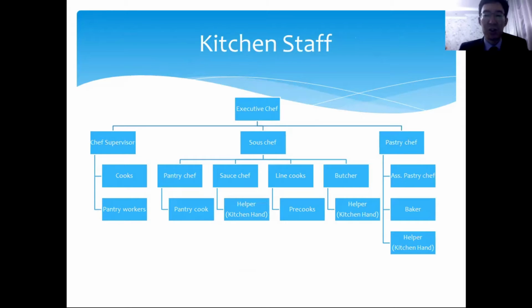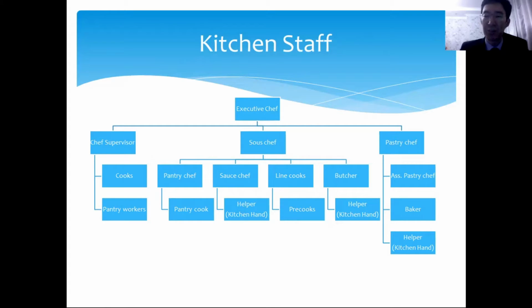Here we have the kitchen staff structure. We have the executive chef, then we have the sous chef, who is the person just below the chef. The sous chef is usually responsible for the whole kitchen. In the kitchen we have the pantry chef and pantry cooks, the people who work with the cold dishes. Then we have the sauce chef, who prepares sauces, and we have the helpers, the so-called kitchen hands. Then we have line cooks. We can have several cooks who prepare different dishes.